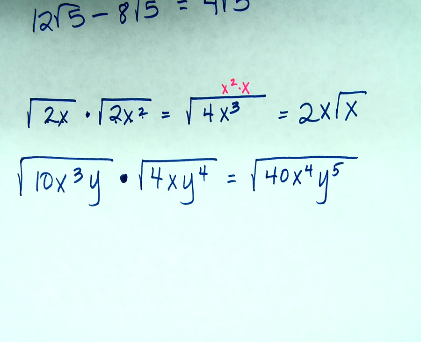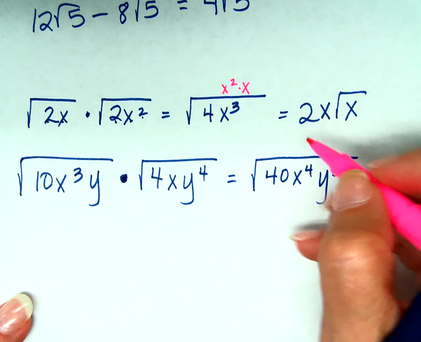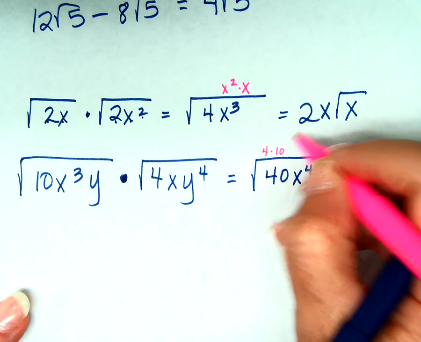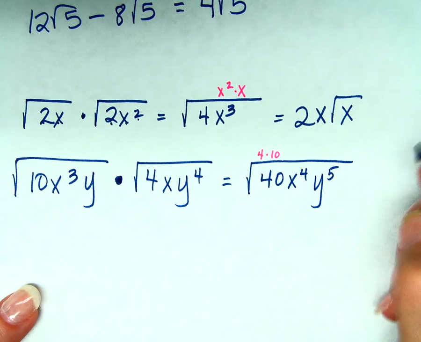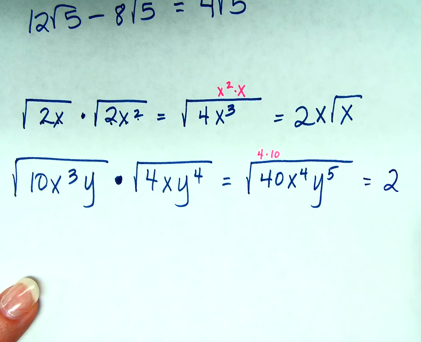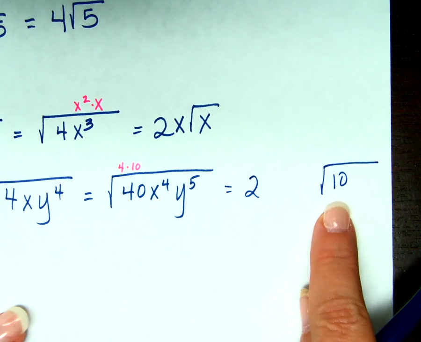Is that as simplified as possible? No, why not? 40 is what? 4 times 10? And I know the square root of 4, right? Is there any other number that divides evenly into 40 that's bigger than 4 that I know the square root of? Like 9 or 16 or 25 or 36? There's not anything bigger than 4, is there? Okay, so I know the square root of 4 is what? 2, and I still have the square root of 10 inside that I can't do anything with, right?